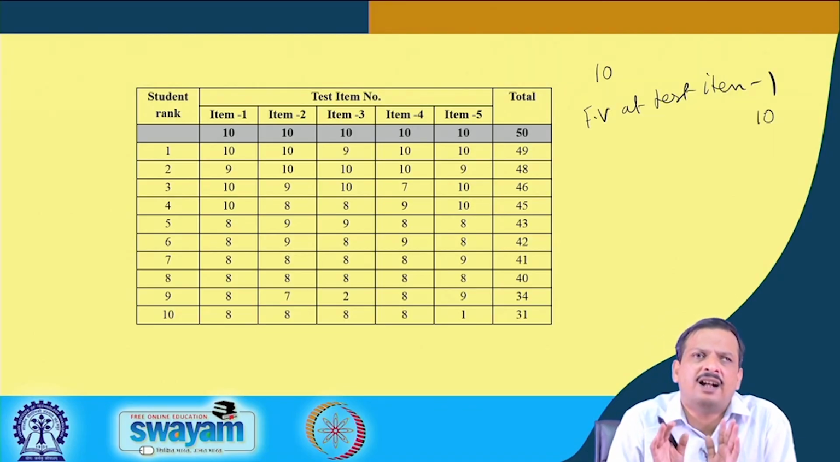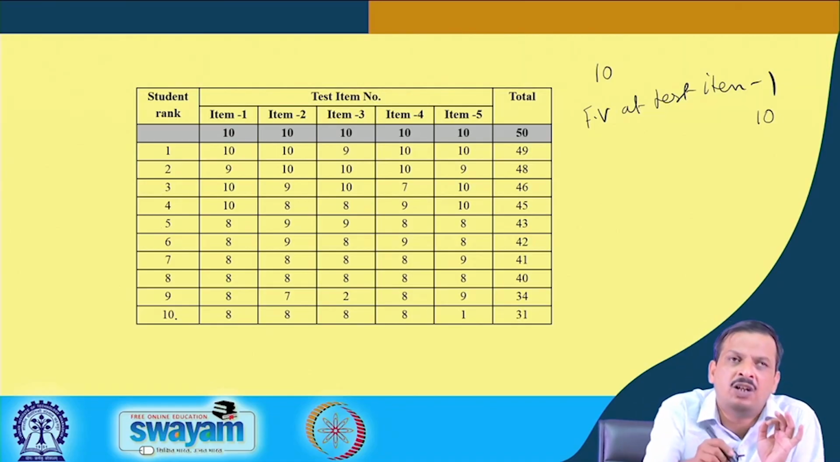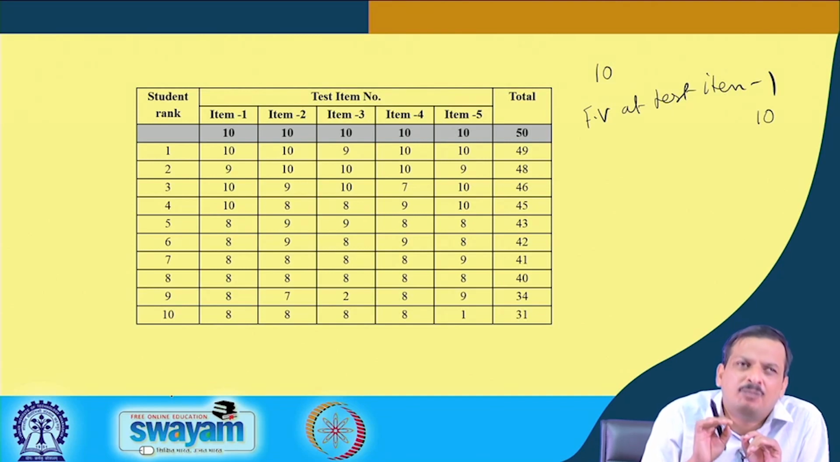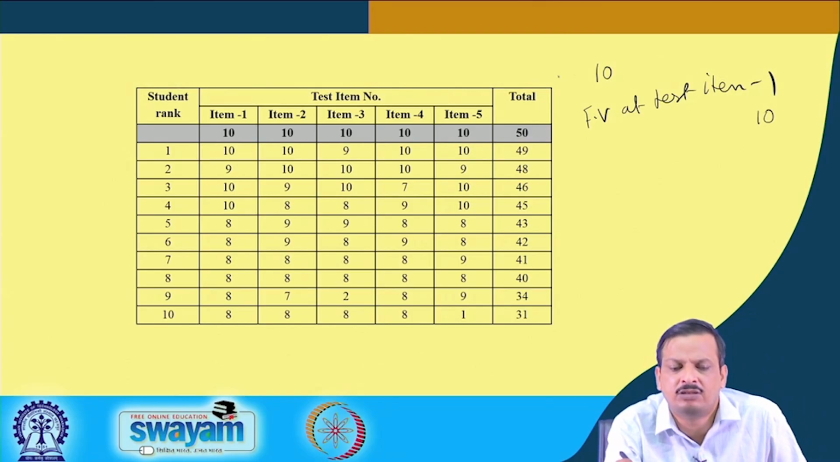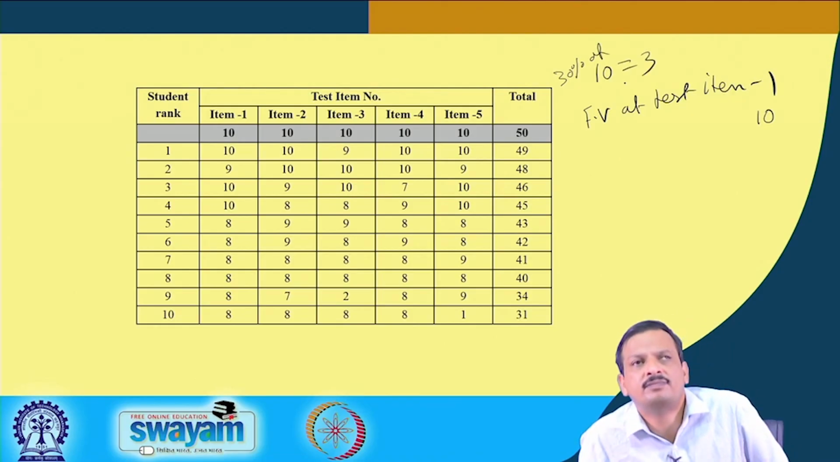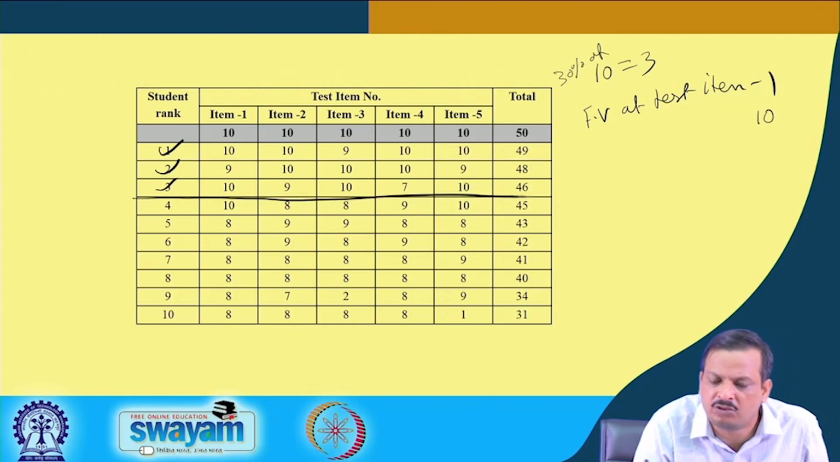So, first thing is that I have to calculate the upper group. So, I have ranked them 1, 2, 3, 4, 5, according to the rank I name them. Then I have to find out the upper group and lower group. What is the upper group size? From rank 1 to 30%. So, 30% of 10 students is equal to 3 students. So, the upper group is these students.